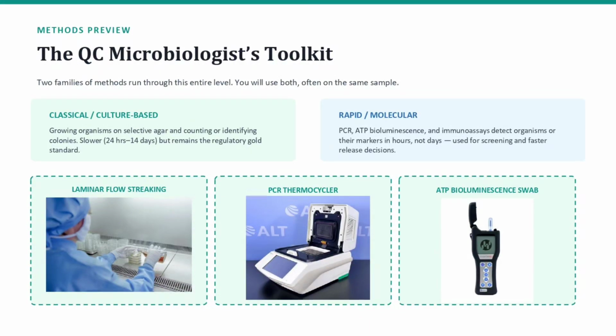The second family is rapid, molecular testing. PCR, ADP bioluminescence, and immunoassays detect organisms, or markers left behind by organisms, in hours rather than days. These are typically used for screening and for faster release decisions, but they usually complement the classical methods rather than replacing them entirely. A technician streaking a plate inside a laminar flow hood. A real-time PCR thermocycler. And an ADP swab with its handheld luminometer reader. These are the tools you will be living with for the rest of this level, so get familiar with what they actually look like.